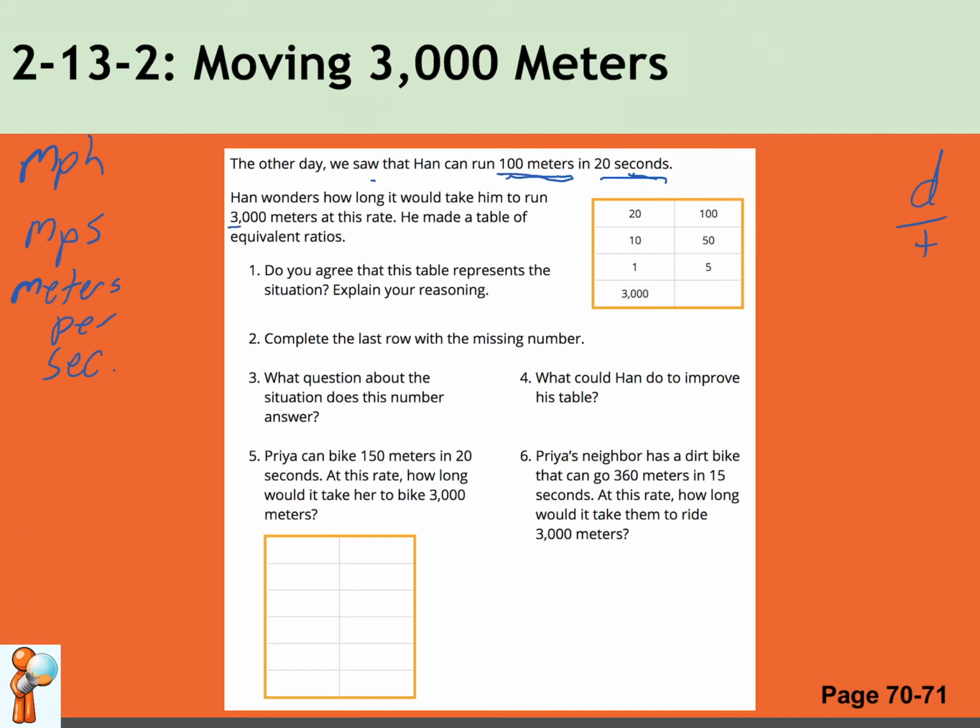Han wondered how long it would take him to run 3,000 meters at this rate. So he made the table of equivalent ratios. Let's look at this table. So we know he ran 100 meters. So I'm going to look for meters. Well, there's the 100 meters. And then the seconds. There's the time. So looking at this table, do you think that it is a good table?